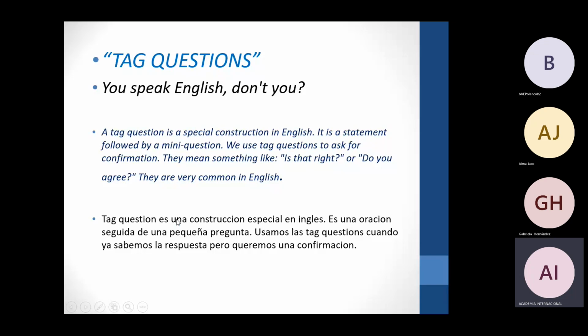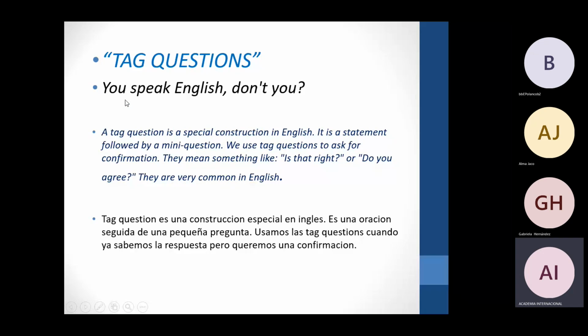En español, las tag questions son una estructura especial en inglés. Es una oración seguida de una pequeña pregunta. Como les decía, es una oración seguida de una pequeña preguntita, así como esta. Usamos las tag questions cuando ya sabemos la respuesta, pero queremos una confirmación. Como dice aquí, we use tag questions to ask for confirmation, para confirmar algo. They mean something like, is that right? Y significa algo como, ¿está bien eso? ¿O estás de acuerdo?